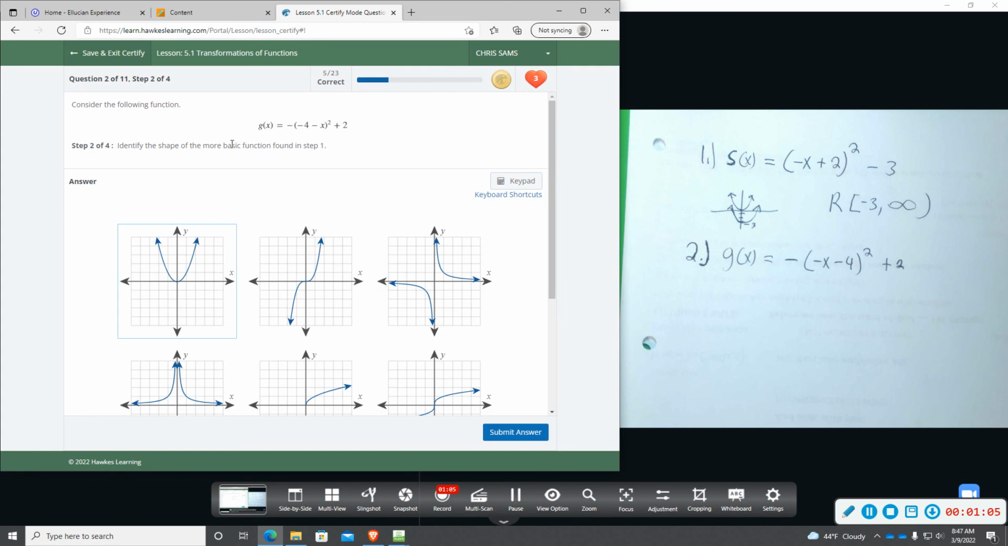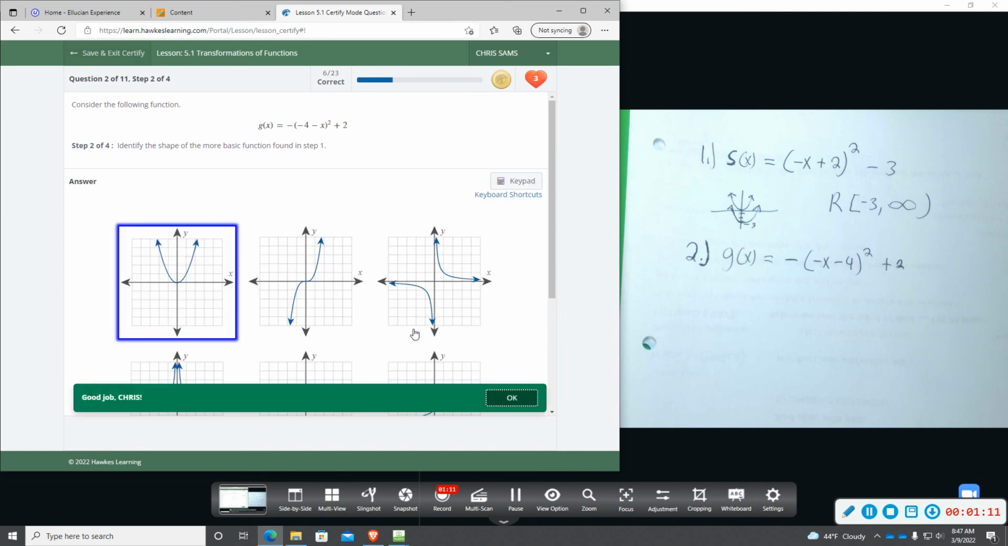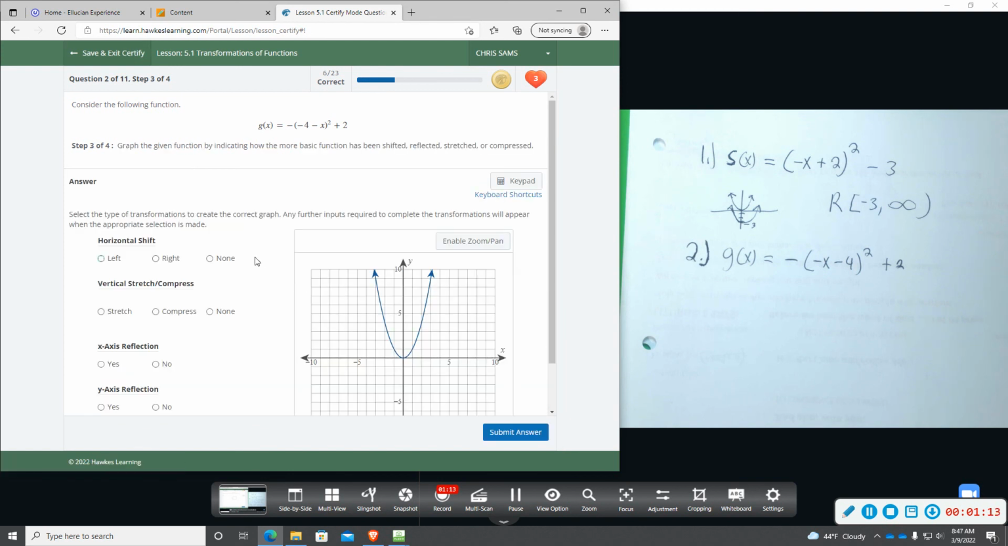So that's the basic function. Again, we're going to identify the basic graph, which is a parabola, the U shape. And then we want to describe the transformation. So you work inside out. So I'm starting here. The -4 means I went right 4. Remember, it does opposite. So -4, we went right 4.